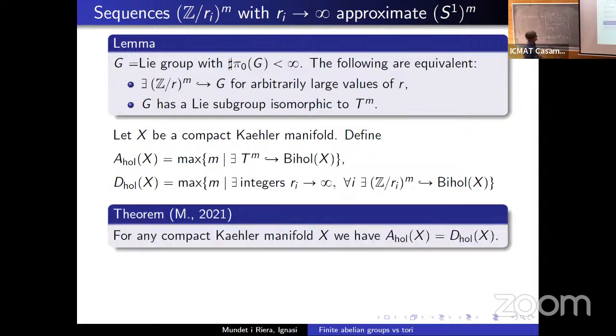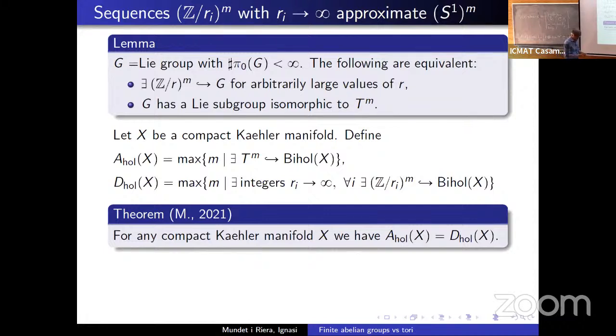Okay. Now it turns out that for any compact Kähler manifold, A hol of X coincides with D hol of X. There is, of course, a trivial inequality. A hol of X is always less or equal than D hol of X, because inside the n-dimensional torus, you certainly have all possible groups of this form. Okay, so the non-trivial part of the statement is the reverse inequality. So, for example, this is telling you that if you have a compact Kähler manifold that supports holomorphic actions of arbitrarily large finite cyclic groups, then this manifold supports a holomorphic action of the circle.